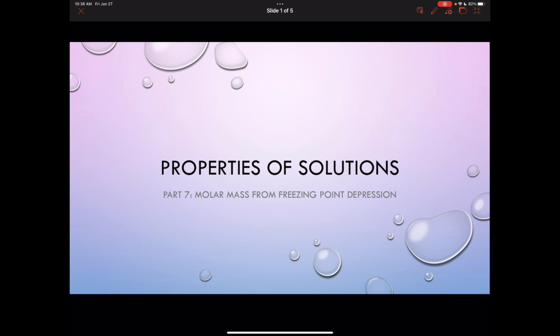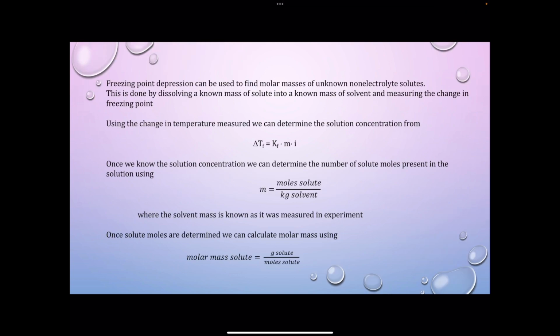Now, with our colligative properties, we can also use them to get information about unknown substances. In particular, we can use something like a freezing point depression or boiling point elevation to determine the molar mass of a substance. Freezing point depression, and you guys will do this in lab, can be used to find molar masses of unknown non-electrolyte solutes. This is done by dissolving a known mass of solute into a known mass of solvent. So we've got to know our masses. These are things we can measure very easily in the lab.